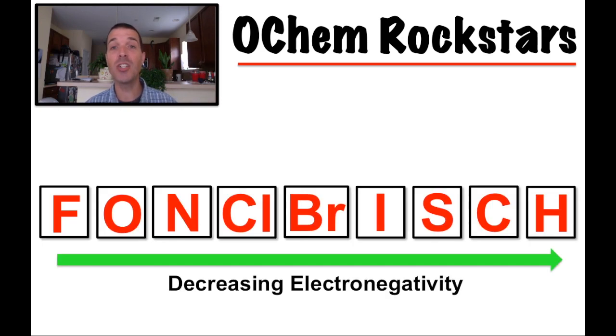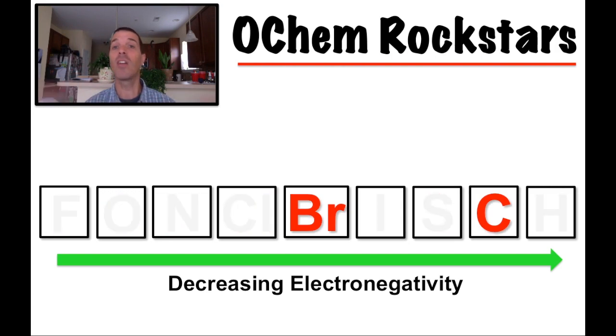Remember this handy dandy cheat sheet that I showed you? This goes from most electronegative, fluorine, to least electronegative, hydrogen. We've got all the elements in between that we're going to see in organic chemistry, which is not a lot. So once we figure out what our functional group is, we're going to take those 2 letters and highlight them in this chart, and forget about everything else. How does this work?